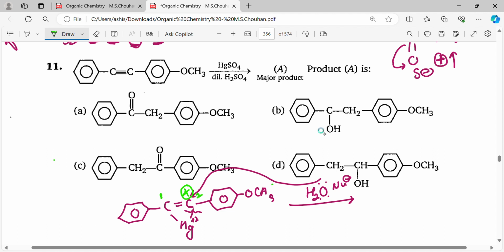So if positive charge occurs on carbon number two, it is a more stable carbocation because an OCH3 group is attached, which has a minus I effect as well as a plus R effect.